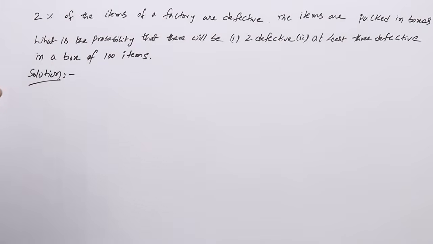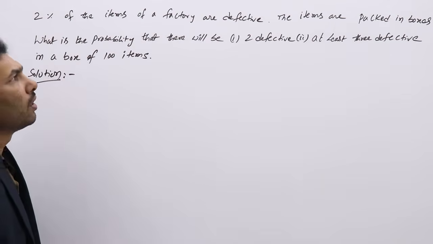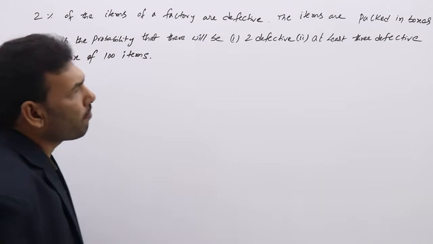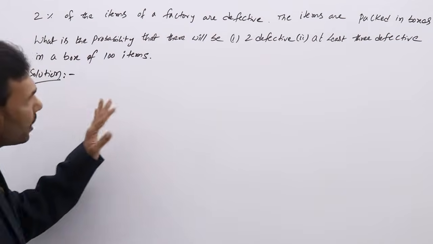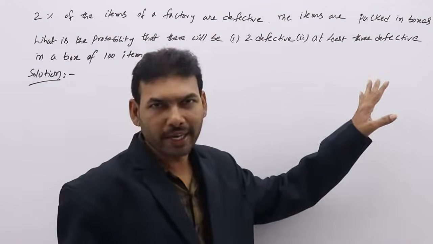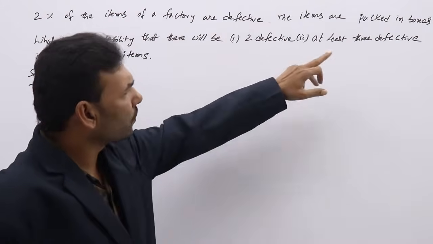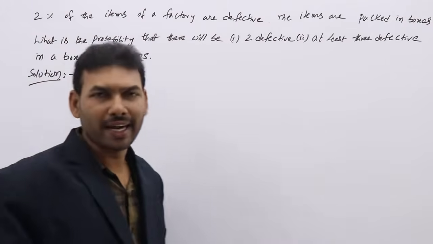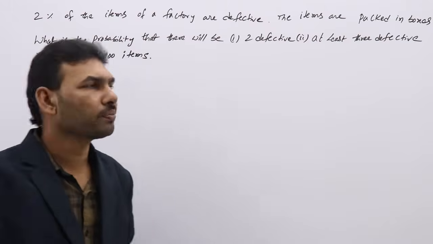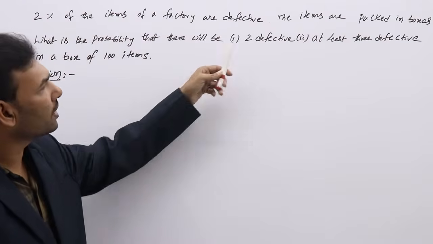2% of the items of a factory are defective. The items are packed in boxes. What is the probability that there will be 2 defective, at least 3 defective in a box of 100 items? So for that, what do we need to find? We need to find the probability that 2 are defective.